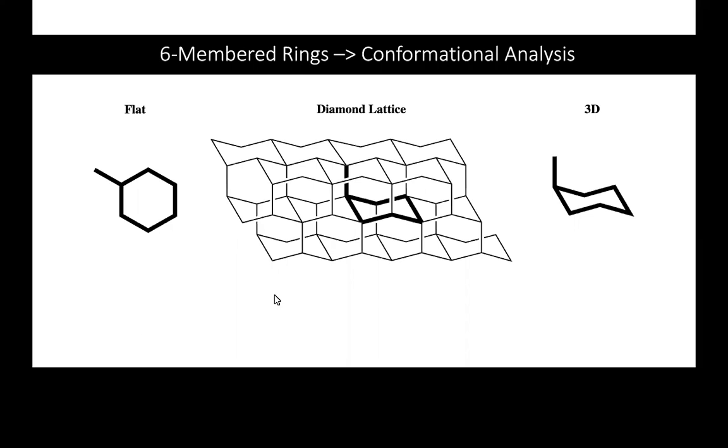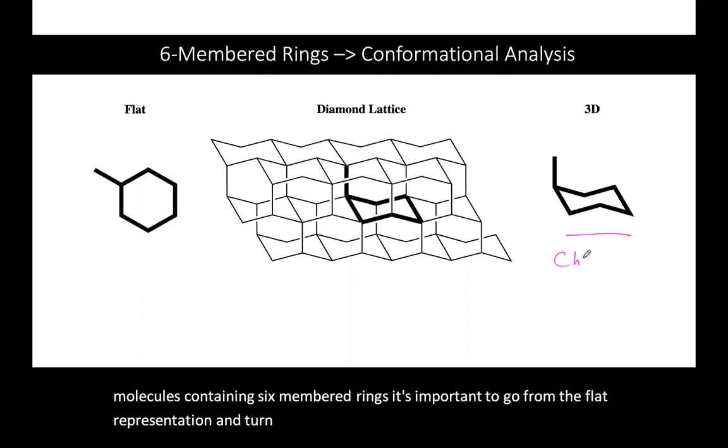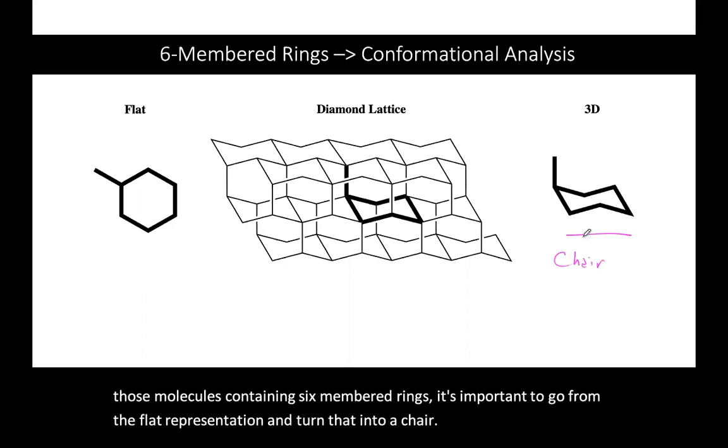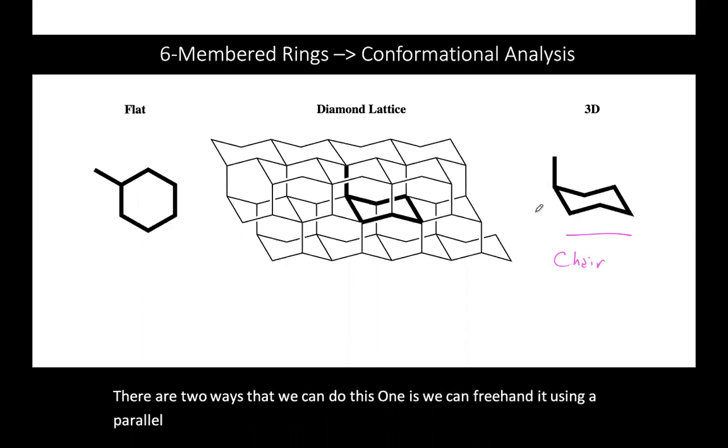When working on conformational analysis for cyclohexane derivatives, those molecules containing six-membered rings, it's important to go from the flat representation and turn that into a chair. There are two ways that we can do this. One is we can freehand it using a parallel line method, or we can trace out that cyclohexane.